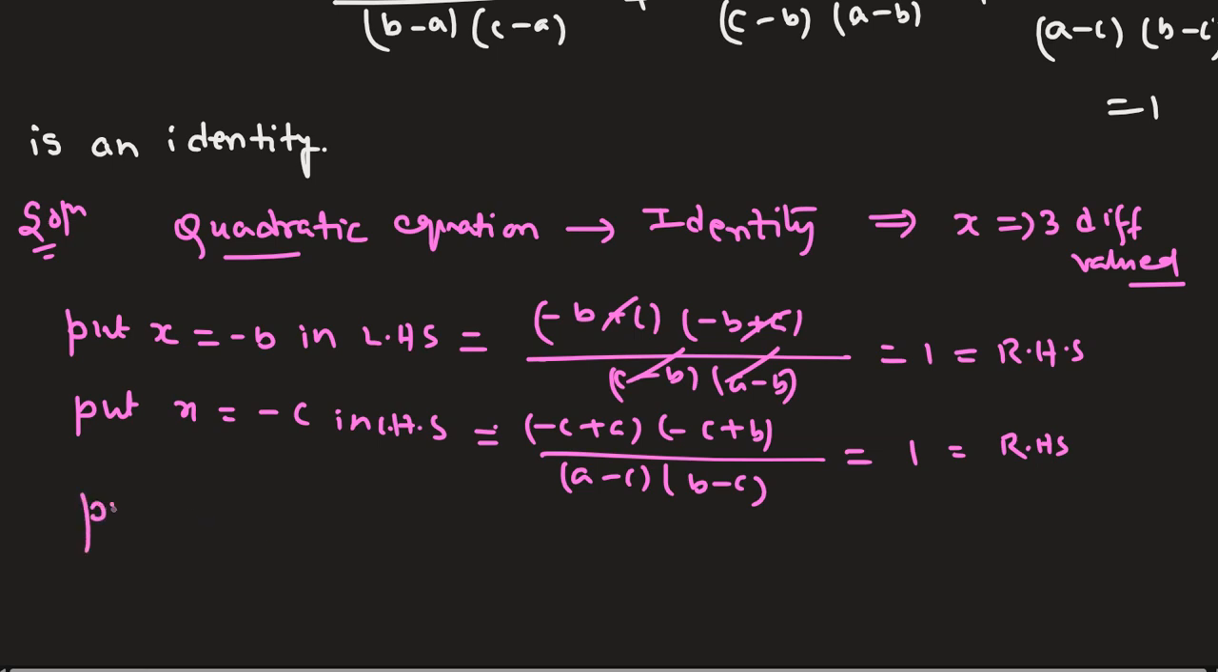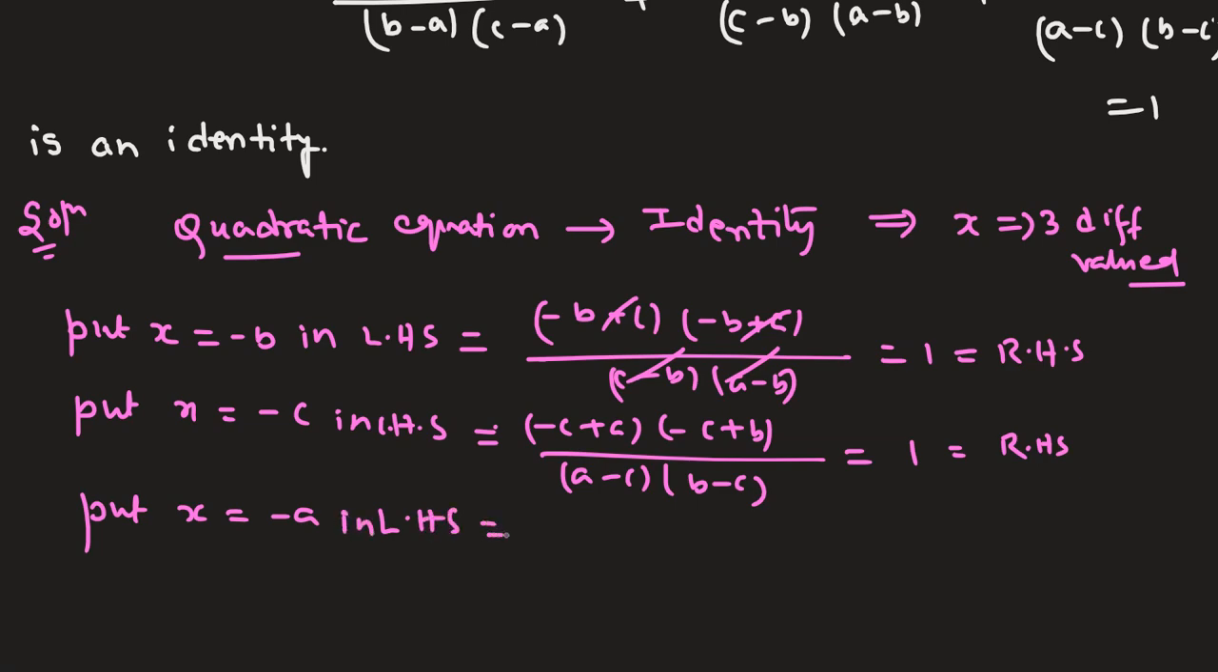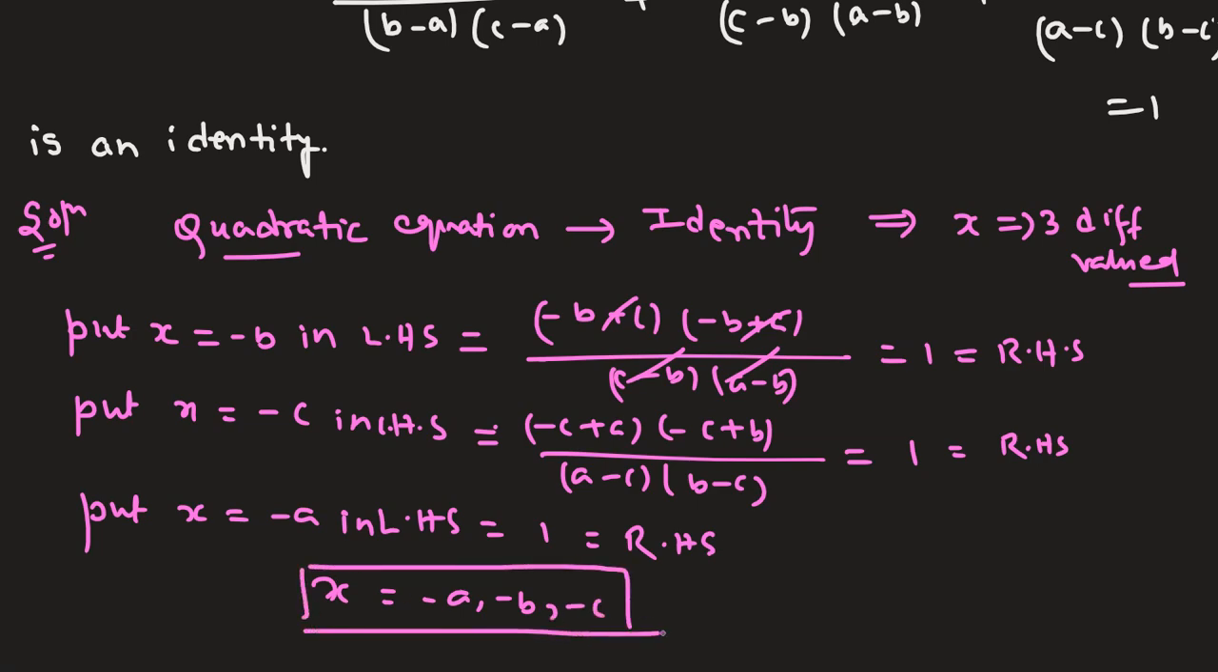Now similarly we can verify that for x equal to minus a, if you put it in LHS we are getting the value 1, which is the same as RHS. So now I am going to say that for these three different values of x, minus a, minus b and minus c, the above relation is true. The above quadratic equation has three different roots. So therefore we can say that it is an identity. I hope all of you understand this concept.